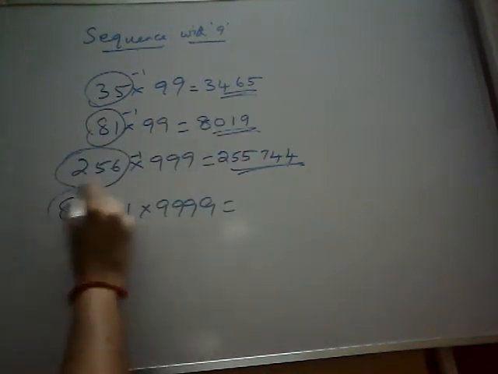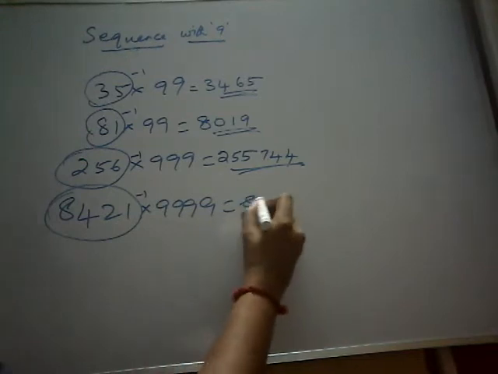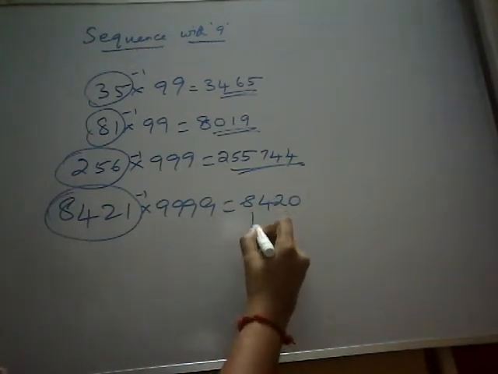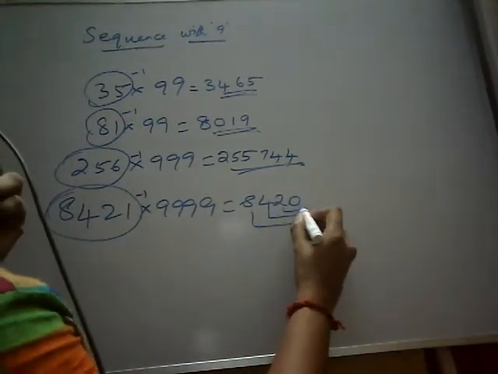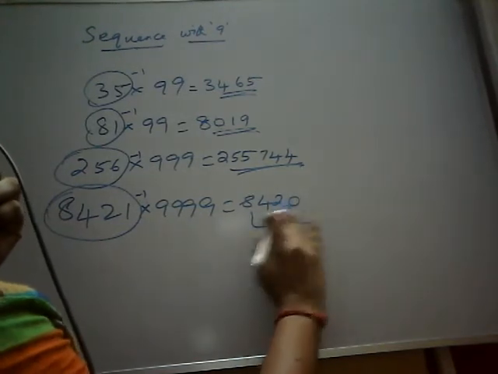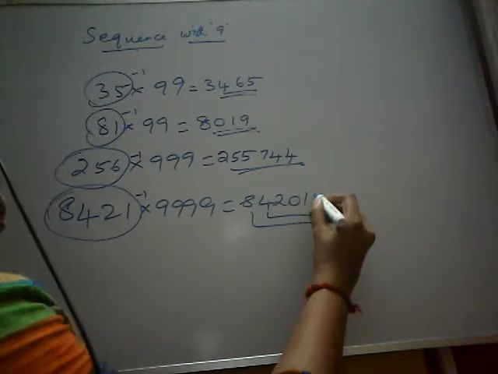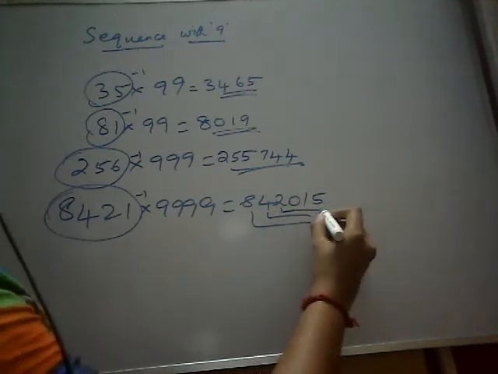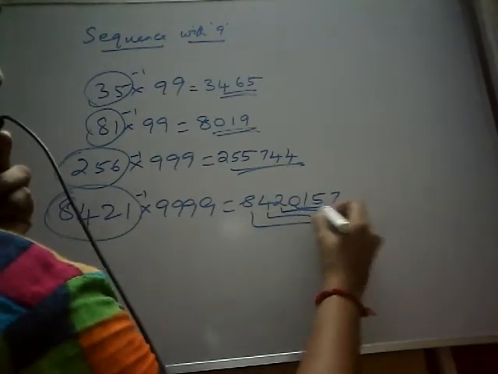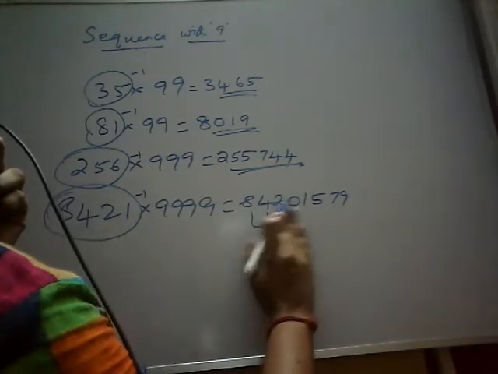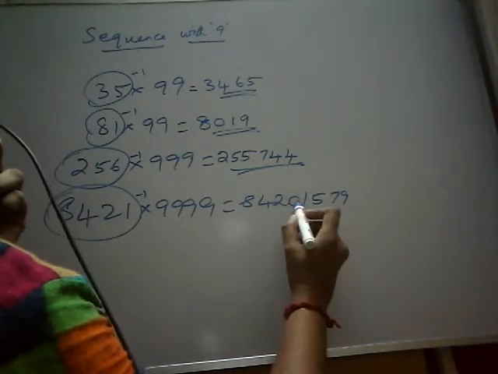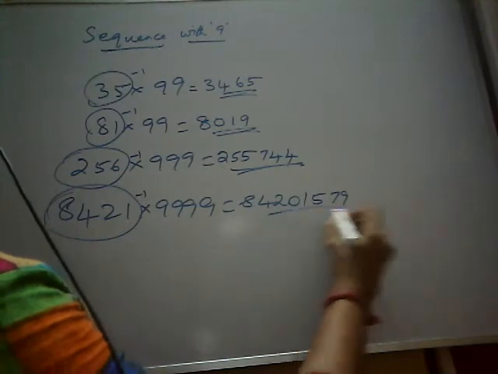So what is this rule here again? Subtract 1: 8420. And each digit is subtracted from 9. That means the first digit, 8 subtracted from 9, gives 1. The second, 4 from 9, gives 5. 2 subtracted from 9 gives 7. Then 0 subtracted from 9 gives 9. So after 8420, you get 1579. That is your answer.